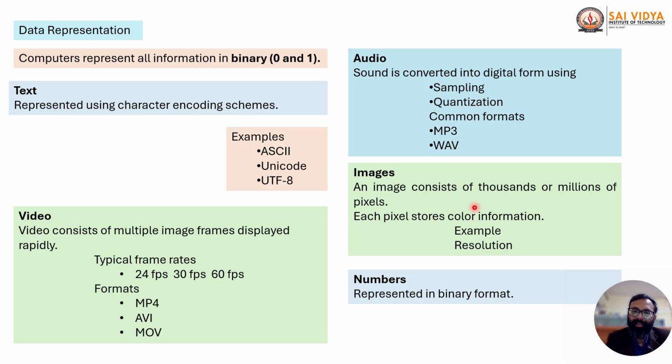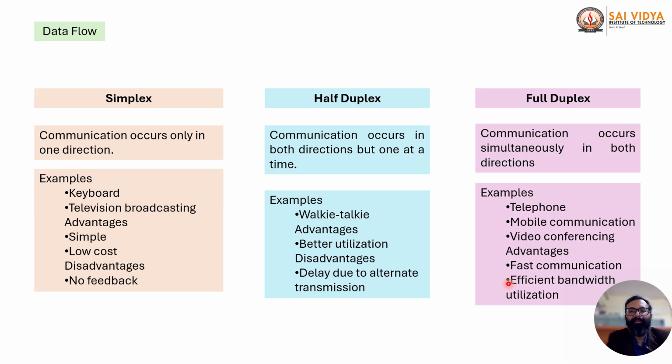Images are nothing but thousands or millions of pixels, and each pixel stores brightness information. For example, here is the resolution of images. Different types of images are there: 1920 by 1080 pixels, 720 pixels, and so on, HD images. Numbers are represented in binary format, that is zeros and ones, or sometimes in hexadecimal or octal also. So how does data flow in a computer network? We have already seen simplex, half duplex and full duplex.